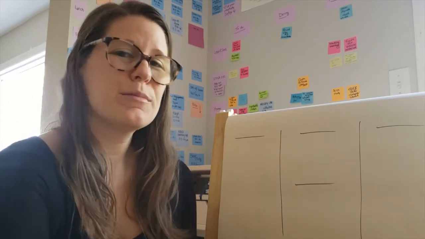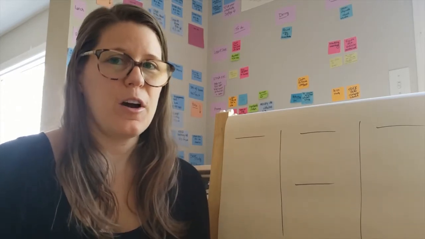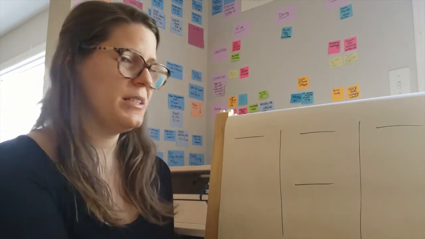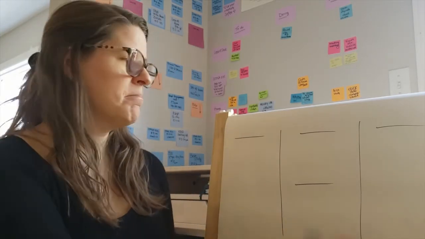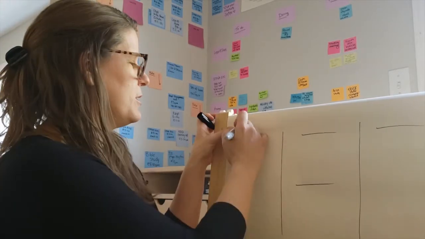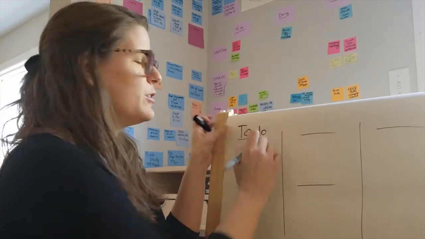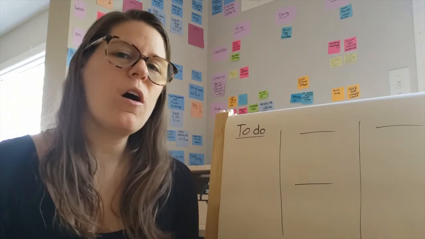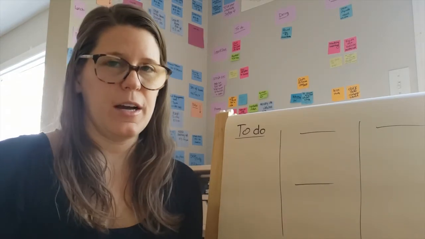Now, it's really easy to make a personal Kanban. Really, all you need is a piece of paper and 3 columns. So you separate it in columns. And your first column is going to be your to-do column. This is where you put all of your tasks that need to be done.